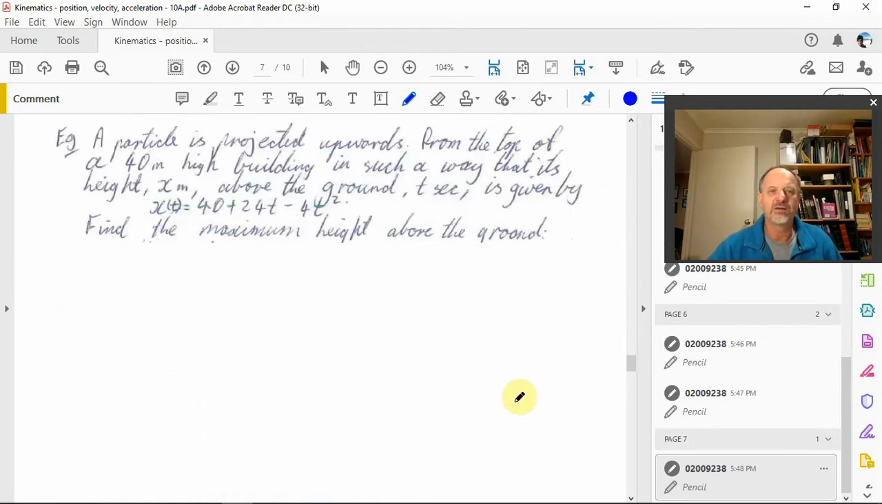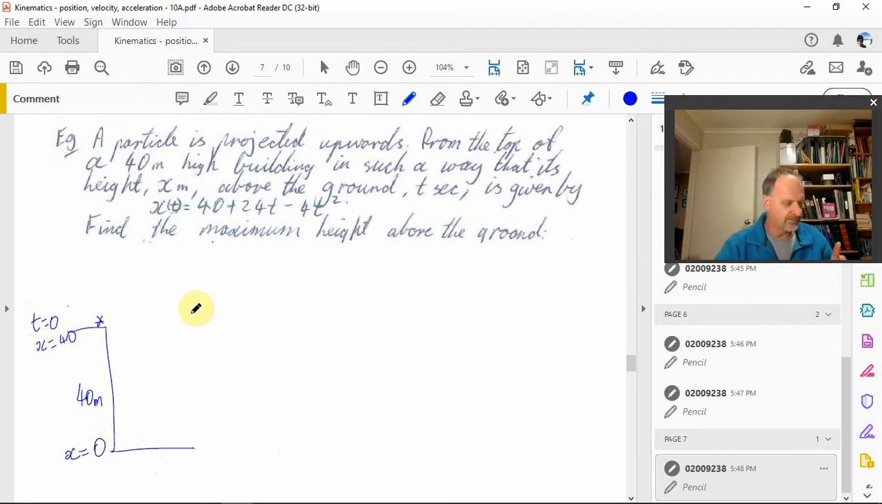So here we go. Here's a particle projected upwards from the top of a 40-metre high building, so that its height is x meters above the ground. So here's our building, and that's 40 meters high, and it gets projected from up here. And here's the ground, and the ground is x equals 0. All right. So initially, at time equals 0, it's up here. So at time equals 0, x is 40.